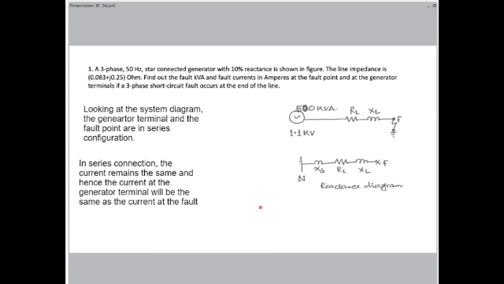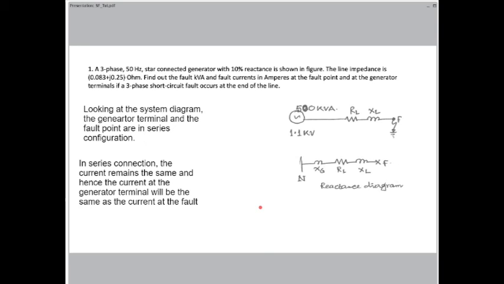Hello, can you please let me know that you have understood this explanation, what you see on the screen now from the system diagram? You can see that the current at the generator terminals will be the same as the current that we calculated at the fault points.